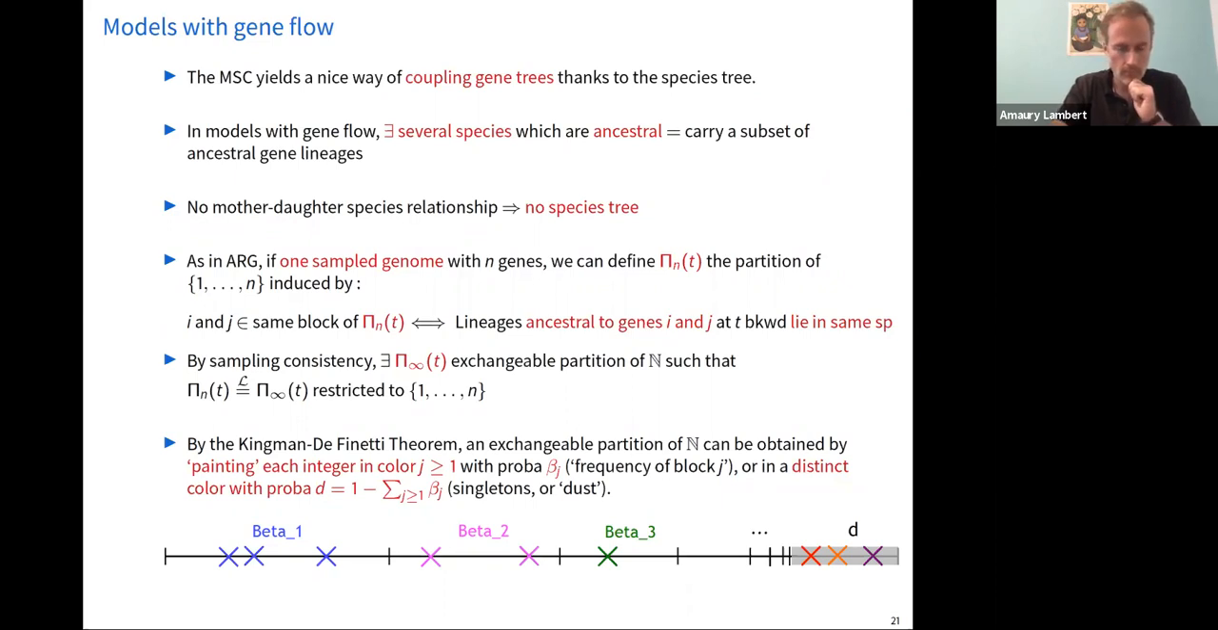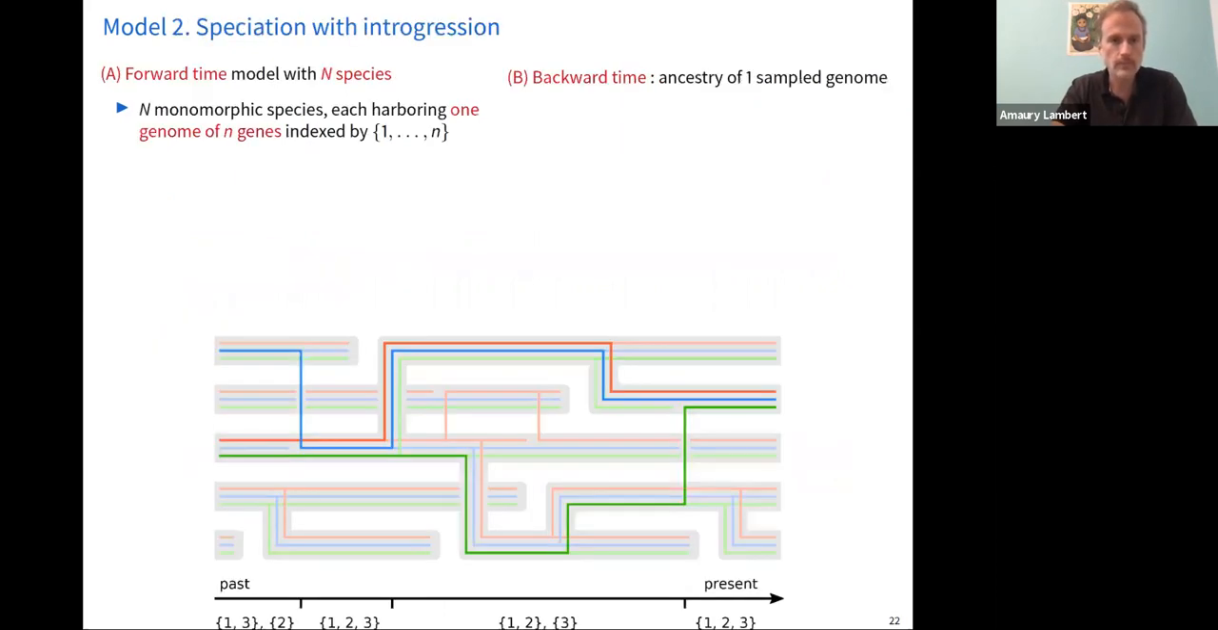Okay? Something that I will briefly mention in the following, but I think it's a nice result to mention at this point. So the second model, the first model with gene flow, is a model of speciation with introgression that we have studied with Félix Foutel-Rodier and his co-supervisor Emmanuel Schertzer. You will hear about Félix Foutel-Rodier in another lecture by Alison Etheridge in a few weeks.